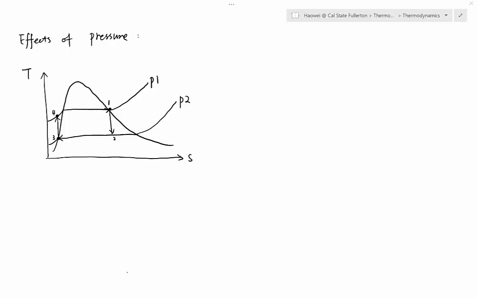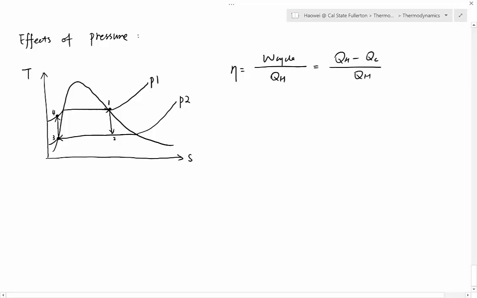So first of all, let's recall the definition of efficiency. The definition of efficiency is what you get divided by what you pay. What do you want to get out of the whole cycle? W cycle. What do you want to pay? You have to pay for the heat in the boiler, QH. And recall from the energy balance equation, W cycle can be rewritten as QH minus QC. So this equation becomes 1 minus QC over QH.